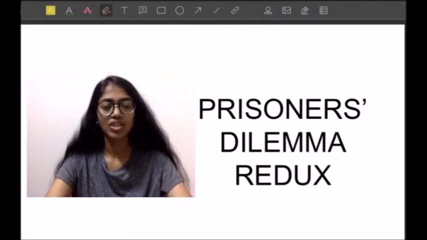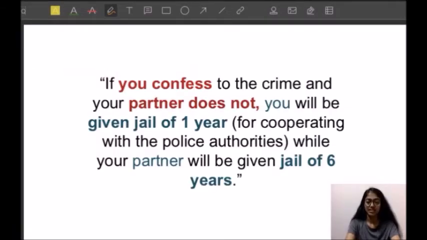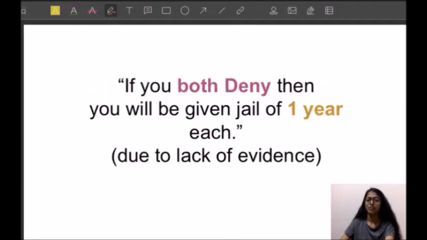We know that Jim and Jane were two suspects arrested in a crime. But since police authorities had little evidence against them, they wanted to extract the confession. So, they offered them a deal. The deal is, if you confess to the crime while your partner does not, you will be given jail of 1 year, while your partner will be given jail of 6 years. If you both confess, then again you will be given jail of 6 years. And if you both deny, then you both will be given jail of 1 year each. Since there is lack of evidence, you will be given reduced years of jail.